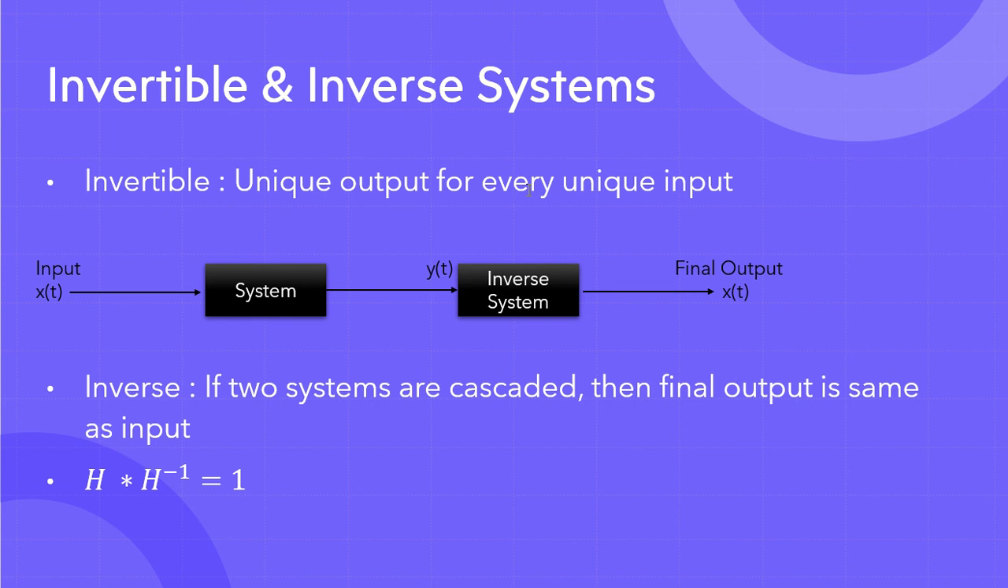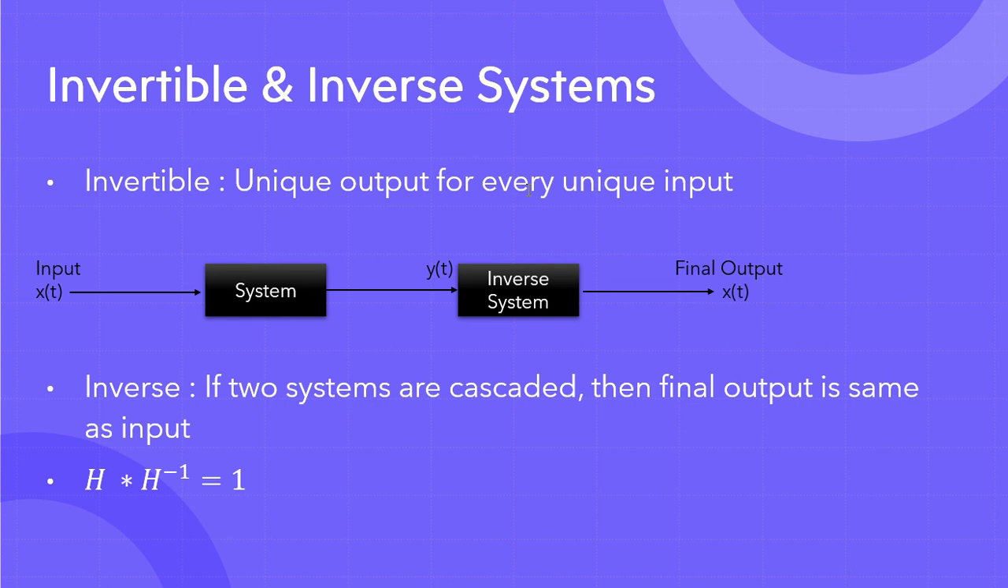It should not be the repetitive output. It should not be like if you are entering x of t then output y of t, and if you are entering x of t plus 1, then output is y of t again, right? Your output should not repeat. If your output is getting repeated for unique input values, that means your system is not invertible. If you have unique output for every unique input, that means your system is an invertible system.